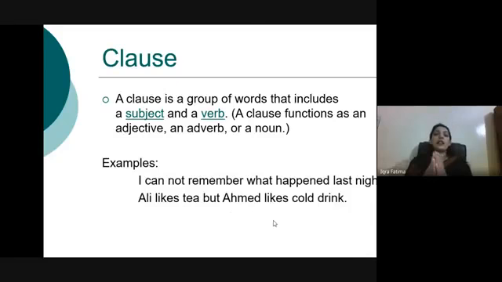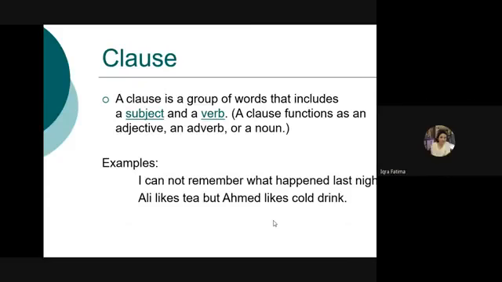So in a sentence, we could have one or more than one clause. The same is the case with phrases. In one sentence, we could have more than one phrase as well. So in this sentence, we have two clauses. Now, you should know the major difference between a phrase and a clause. A phrase does not have a subject and verb, and a clause always has a subject and verb.